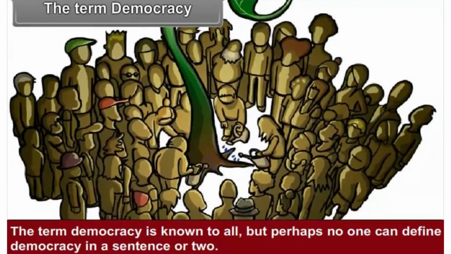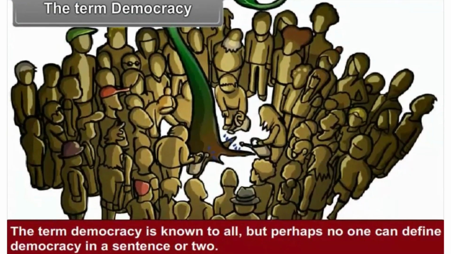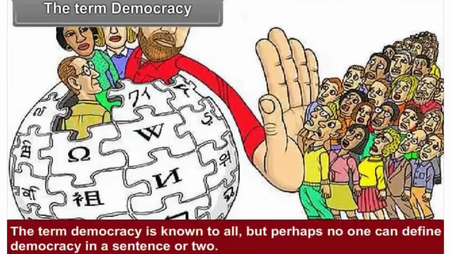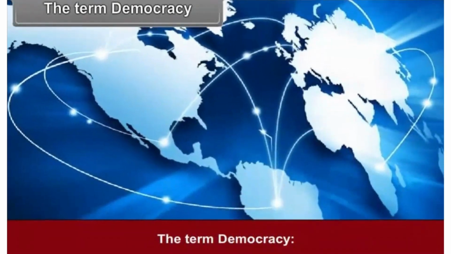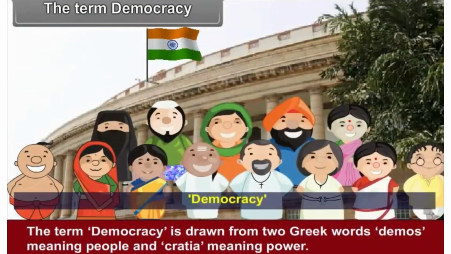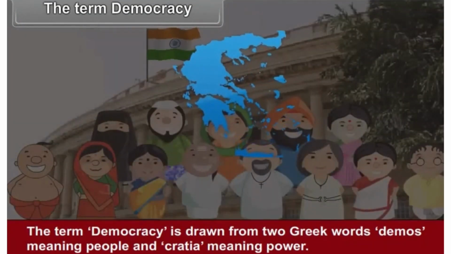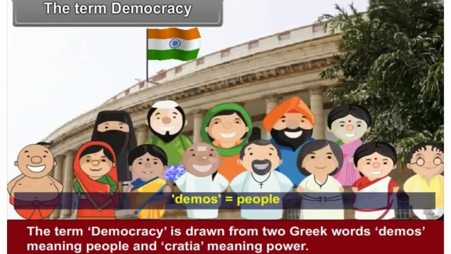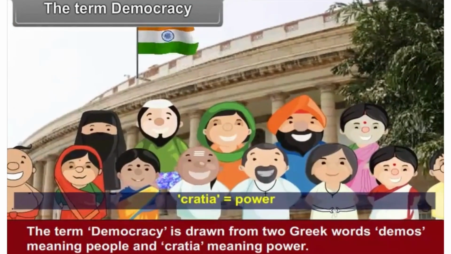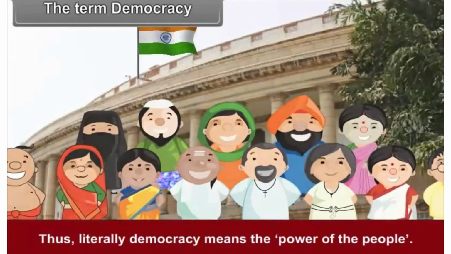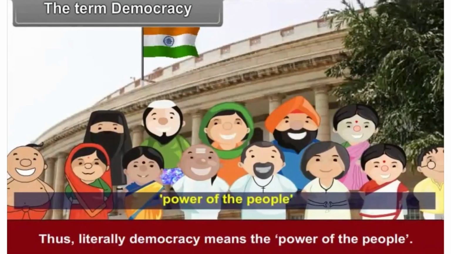The term democracy is known to all, but perhaps no one can define democracy in a sentence or two. The term democracy is drawn from two Greek words, demos meaning people and kratia meaning power. Thus, literally, democracy means the power of the people.